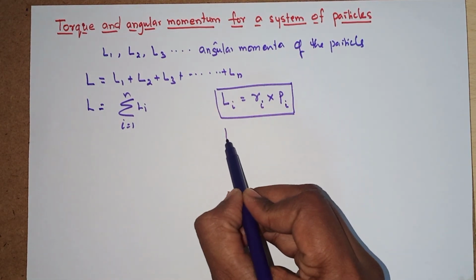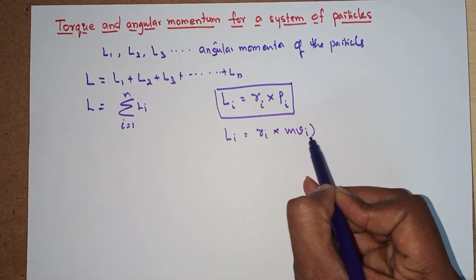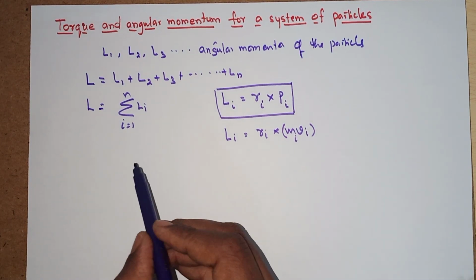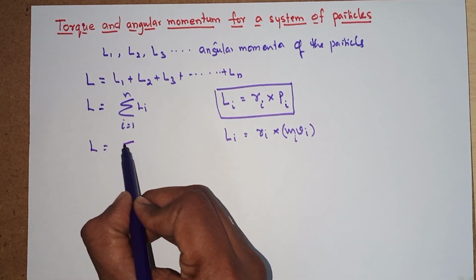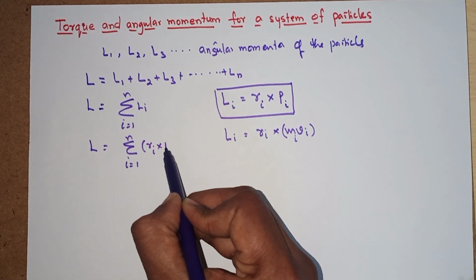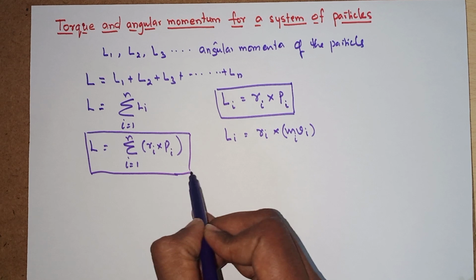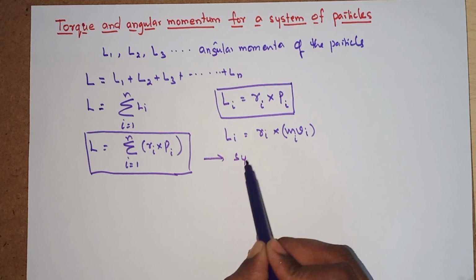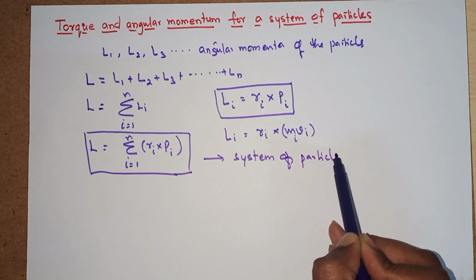So how to write this? Li is equal to Ri cross m vi. Of course, you will write the mass of the ith particle also. Now L is equal to the summation, i equal to 1 to n, of Ri cross Pi. So this is for a system of particles, like a whole body.